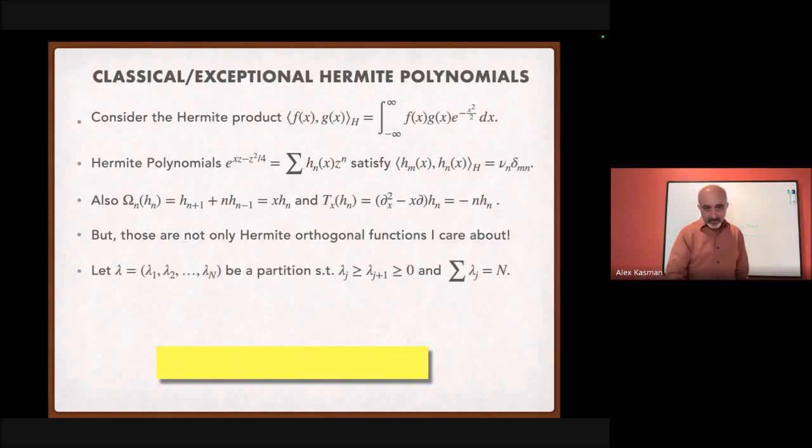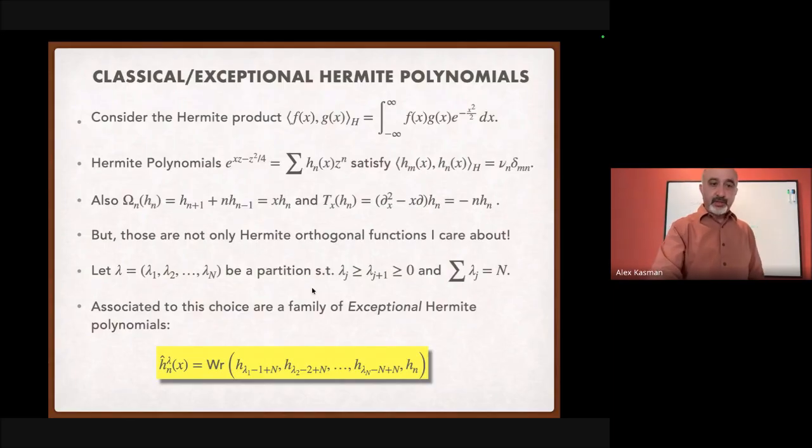But okay, even before I became involved, there were other functions orthogonal with respect to this inner product that people were talking about. Those were the so-called exceptional Hermite polynomials. So let me tell you about those. There's a family of exceptional Hermite polynomials for every partition that you could pick. So a partition is n non-negative integers that add up to n in particular. So some of them might have to be 0. And we list them in non-increasing order.